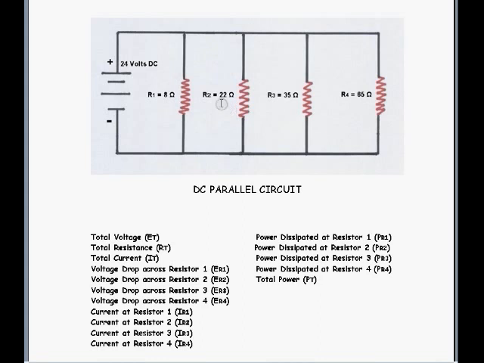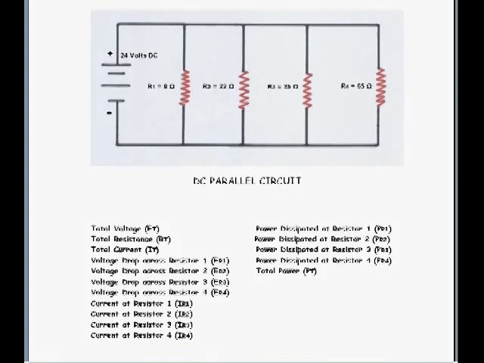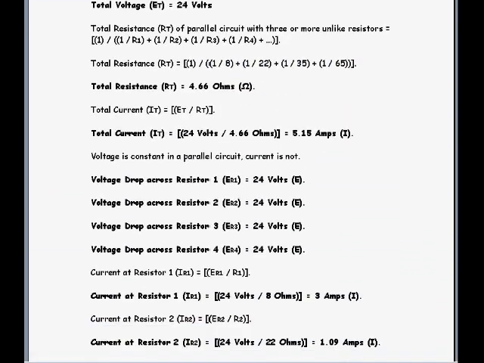So you could simply just take 24 times the current you get at R1. So in this case, 24 divided by 8 is 3, times 24. That would be the watts at resistor 1. You can repeat that. Now I'm going to show my work down here, explain this so that these questions can be easily answered.